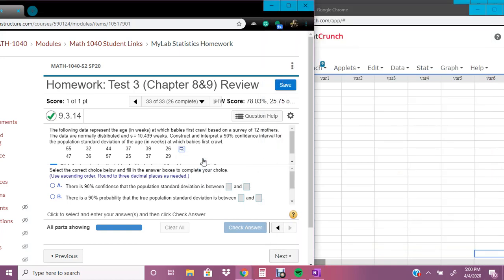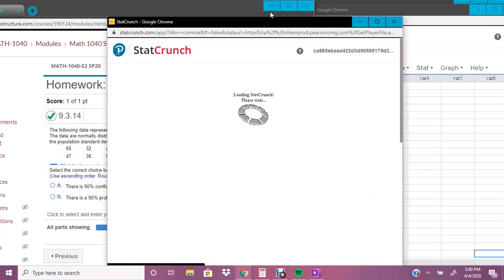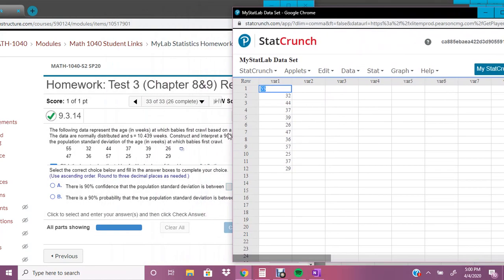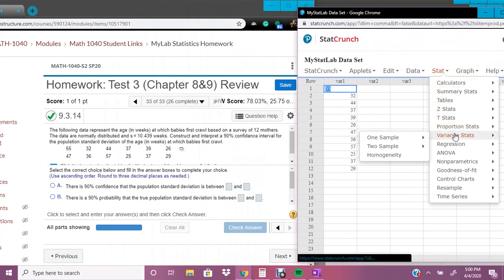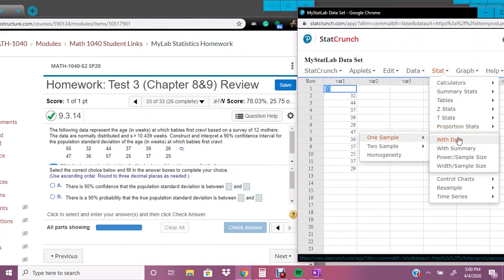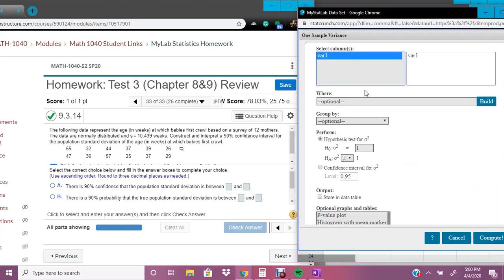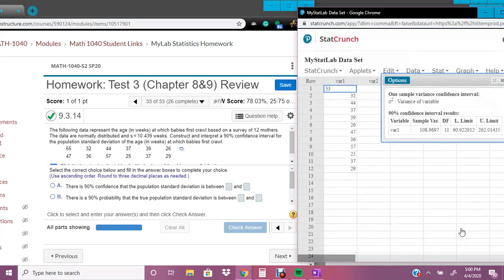So we're going to open up these numbers in StatCrunch. And like I said, we're going to go to variance stats, one sample, and it's going to be with data because they provided us the data. We'll highlight where it's in, and we're going to change that confidence level. Look at how it's depicted, like I was talking about, that Greek letter squared. So we're going to change our confidence level to 90 for this question. We're going to click compute.